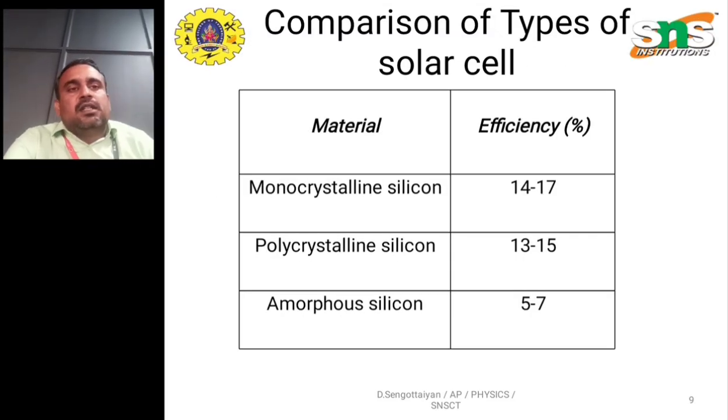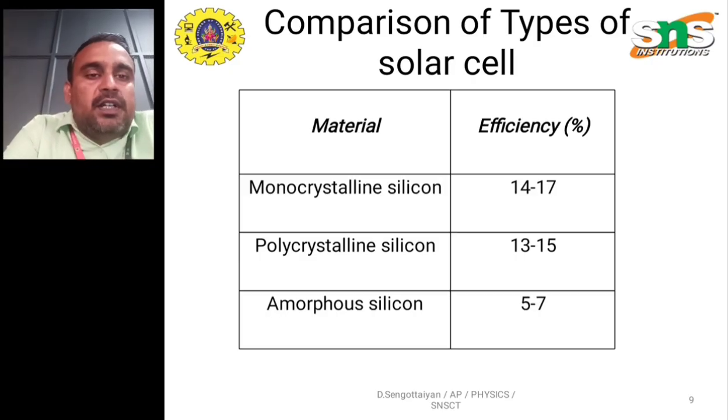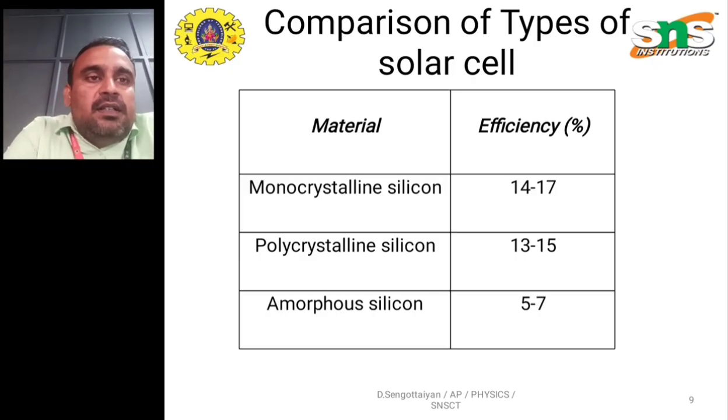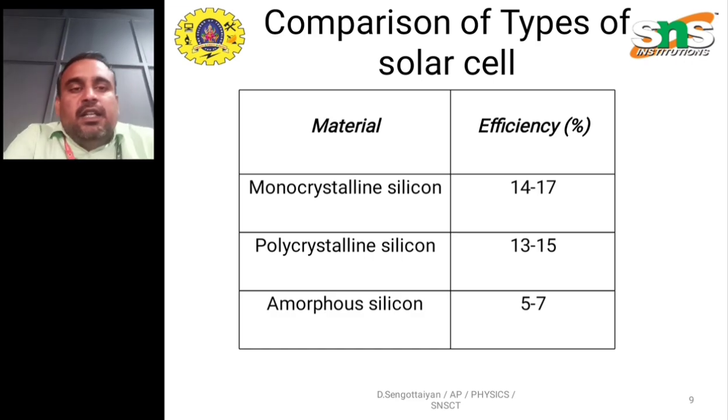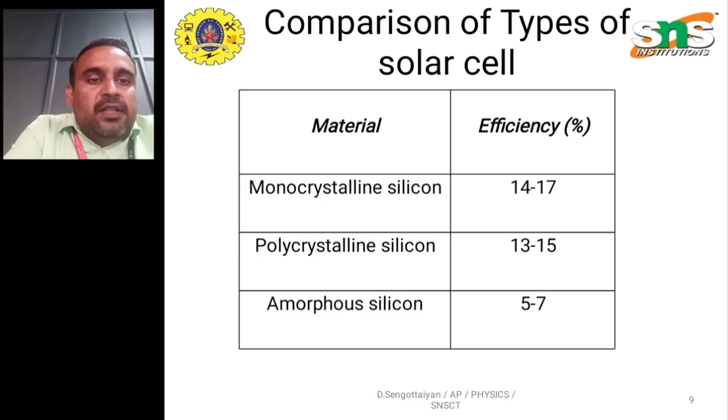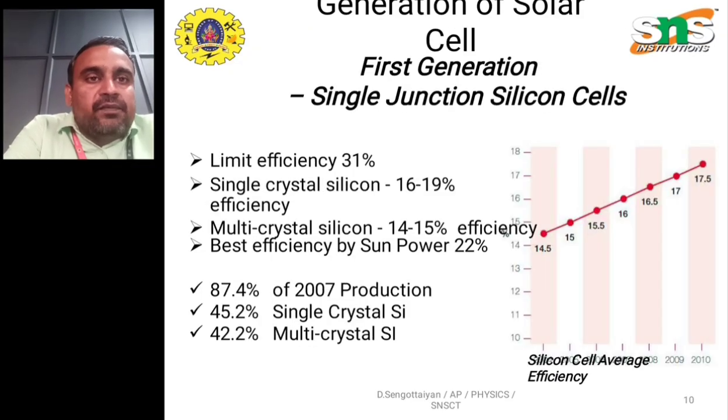The comparison chart between monocrystalline, polycrystalline, and amorphous materials. The first material, single crystalline, has efficiency of more than 14%, that is, 14 to 17. Then polycrystalline, 13 to 15. And finally, amorphous materials have very poor efficiency compared to the other two materials, only 5 to 7%.